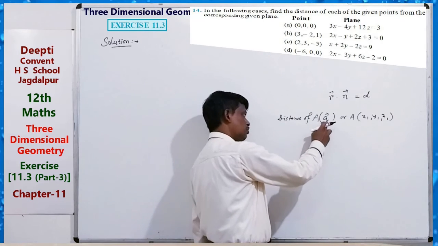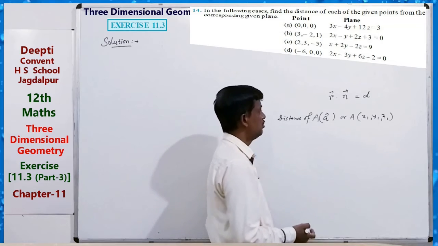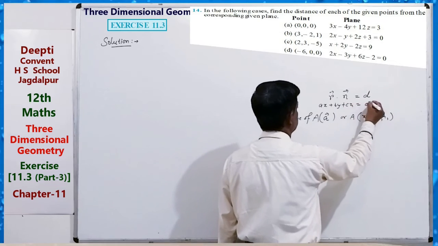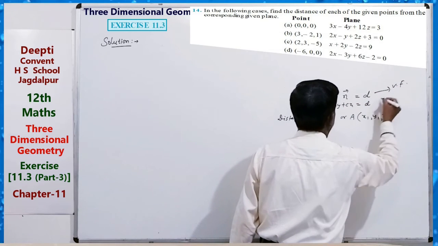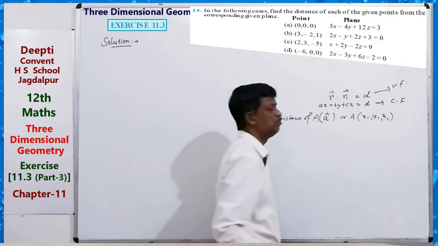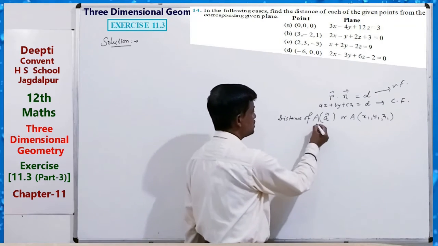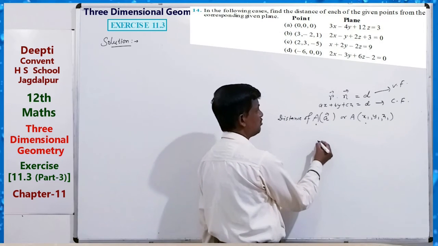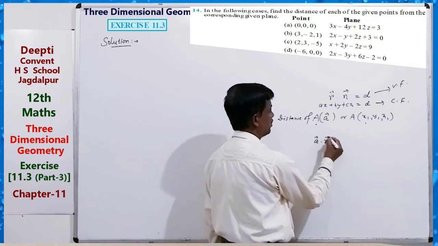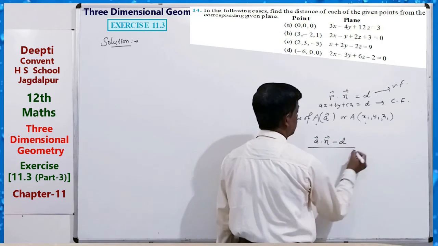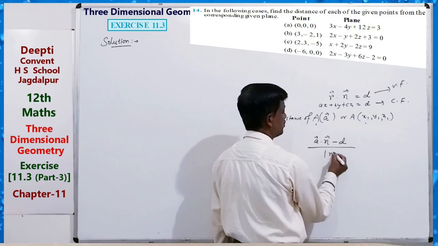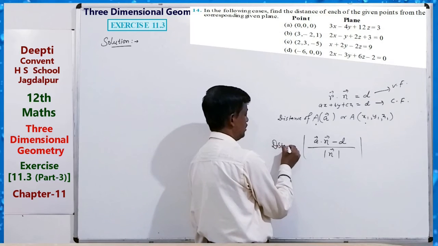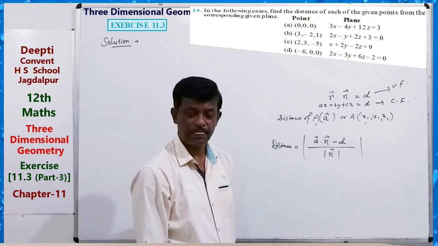If the point has a position vector like this, that is vector form, but the plane can also be written as ax plus by plus cz equals d. This is vector form and this is Cartesian form. So the distance is given by modulus of A dot n vector minus d, upon modulus of n vector. This is our formula. Clear?